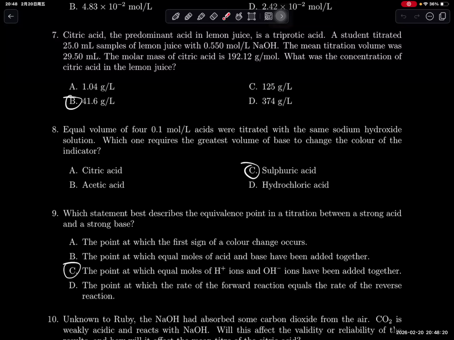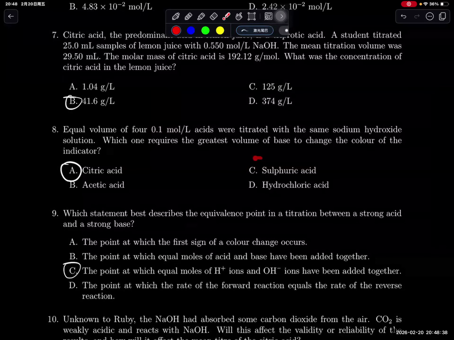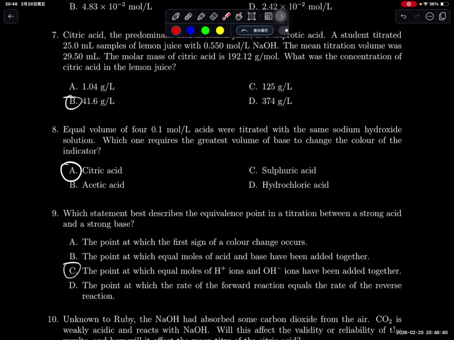I think I picked this one wrong. What I meant was A, I think. So the idea is that we have equal concentration for all the acids, right? Citric acid is triprotic, so we require three times the amount of the base, right? Because it's triprotic. The ranking next will be sulfuric, okay? And so this question, question 8, is actually A.